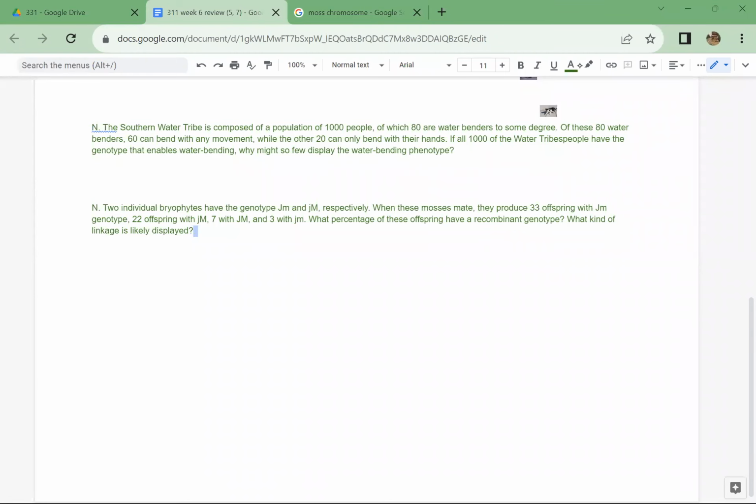So 2 individual bryophytes have the genotype JM and JM respectively. So let's say that this one is JM and JM. When these mosses mate, so when they cross, actually, I don't want to do that color. I want to do this color. Oops, that's not even the right letter. So these are our 2 parents, 2 individual bryophytes, JM and JM, respectively.